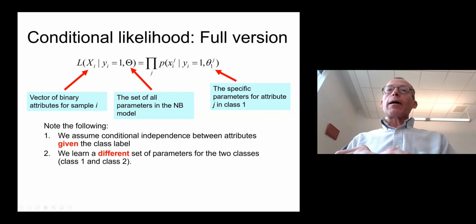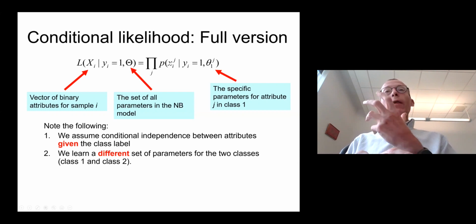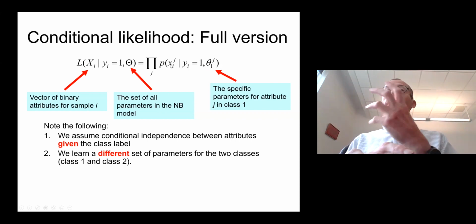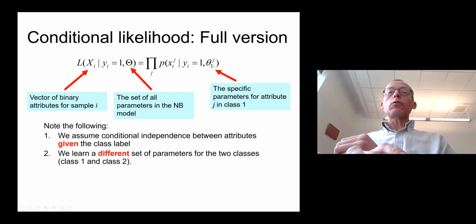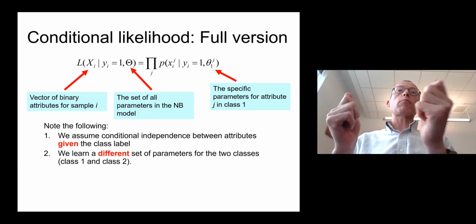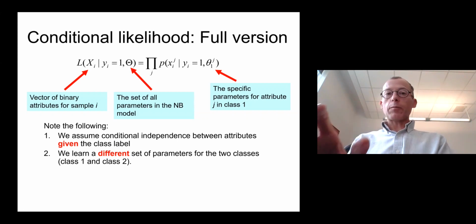Okay, so we learn one probability for whether you're married or not for class 1, let's say poor, and we learn another probability for class 2, which is rich. So for each feature we learn 2 different probabilities, one for class 1 and one for class 2. We need to learn it from the data.